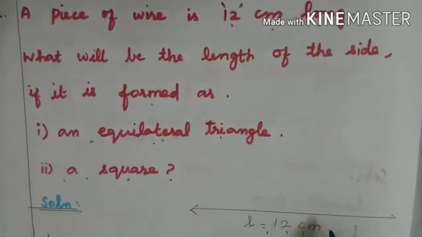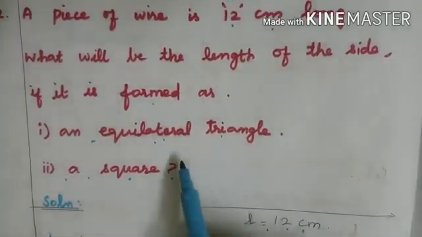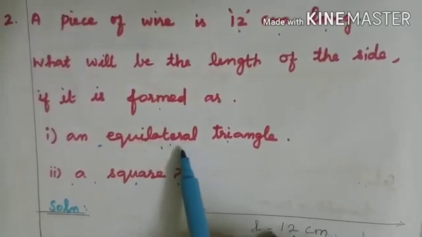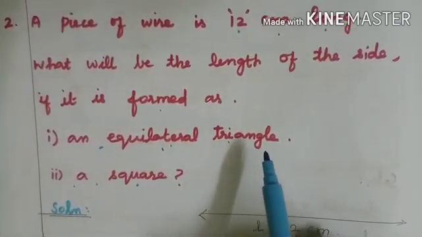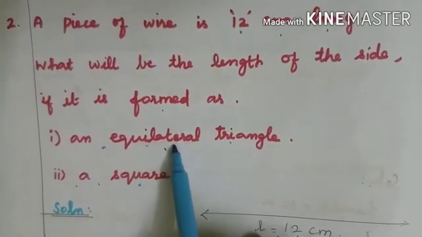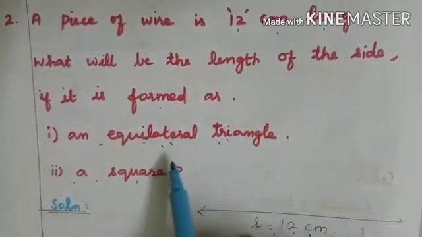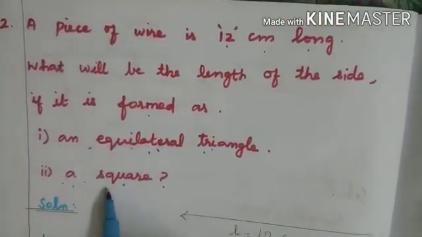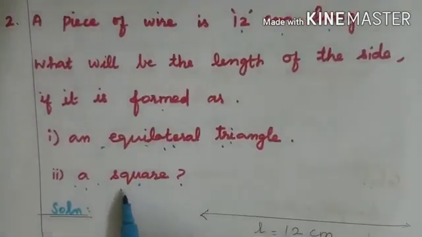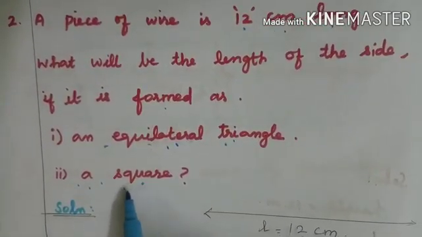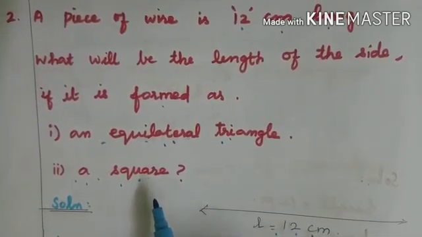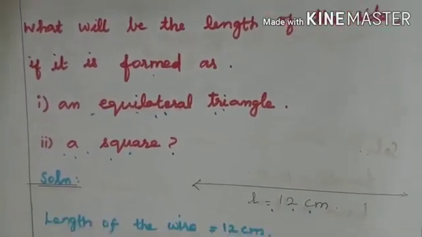With this wire we are going to make an equilateral triangle. What do you mean by an equilateral triangle? If all the three sides are equal, it is called an equilateral triangle. Next you see a square. Square has how many sides? 4 sides, isn't it? So 4 sides, and all the 4 sides will be equal. So next we are going to see the solution.